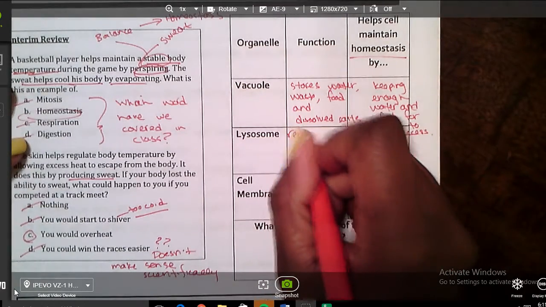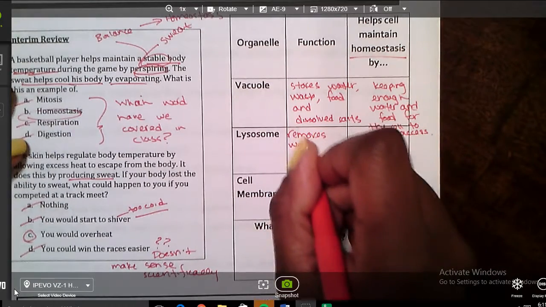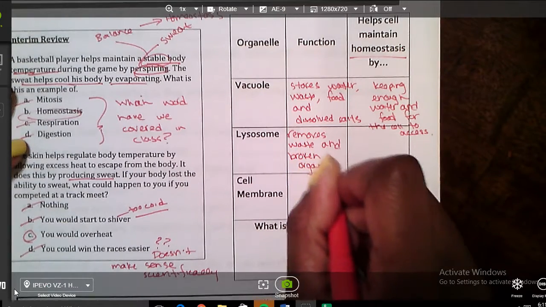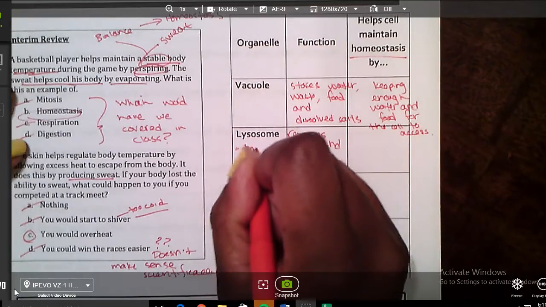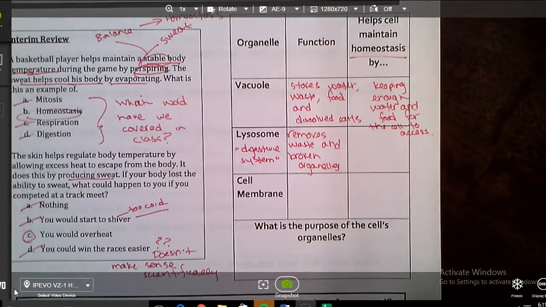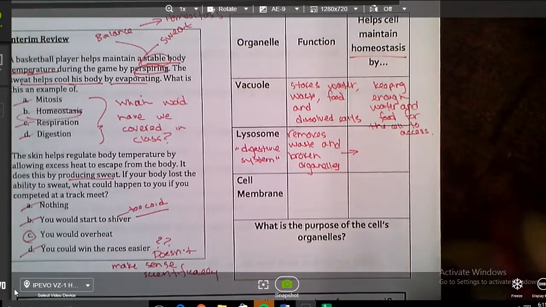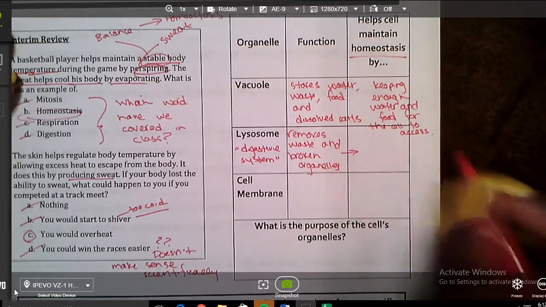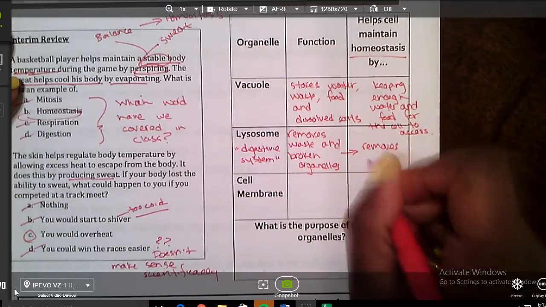The lysosome removes waste and broken organelles. The lysosome is like the digestive system, right? The stuff that we don't need in our body, what do? You already know we poop it out. Yes, we do. So when we think about the lysosome, it's actually breaking down things we don't need and removing it from the cell. If we did not have lysosomes, all of this bad stuff would start building up on our cells and the cell would most definitely die. And so this helps us remain balanced because it removes harmful waste from the cell.